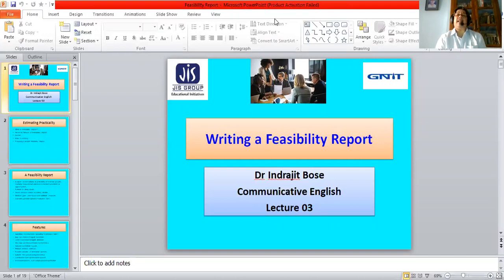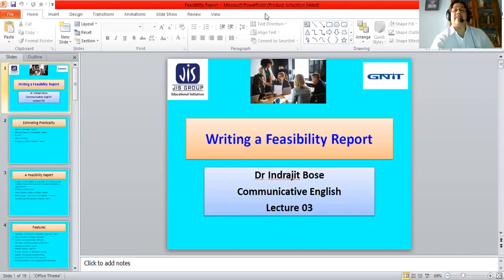In fact, in the day to day running of all organizations, various reports have to be submitted. So you will find that you will have to write reports in a good proportion of your working time. Now, one of these types of reports is what today's lecture is all about. This is about the writing of a feasibility report, which is lecture 3 in the series.